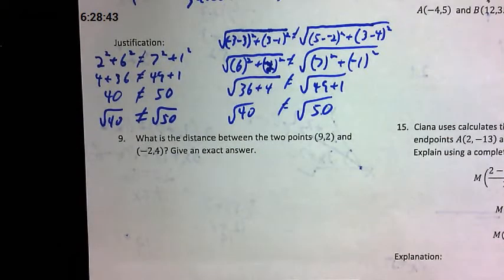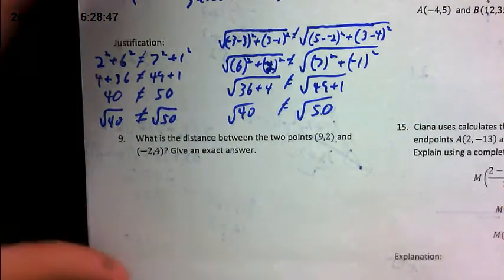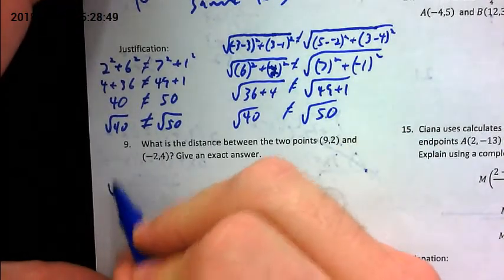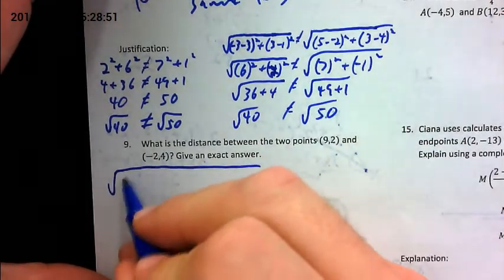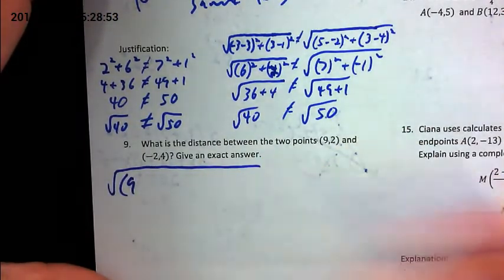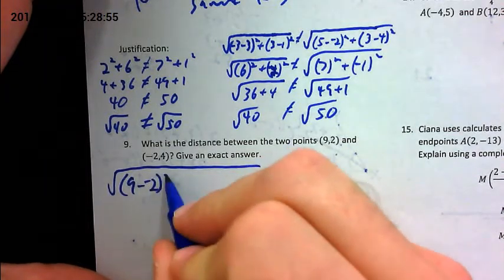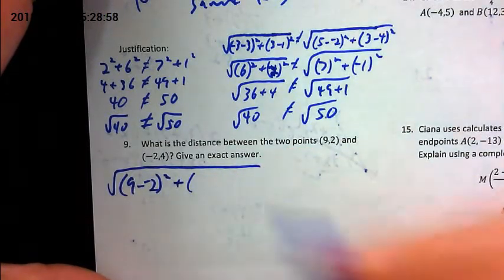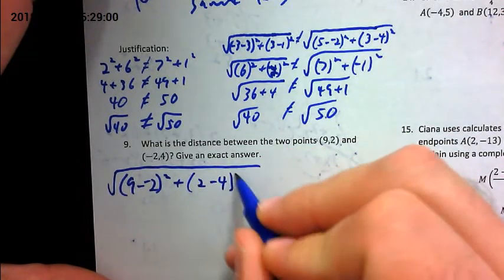Now, this one they gave us 2 coordinates. It's very easy just to plug that into our distance formula. All right. So yeah, I'd probably even use distance formula here just because it's just plug and chug. We got 9 minus negative 2 squared plus 2 minus 4 squared.